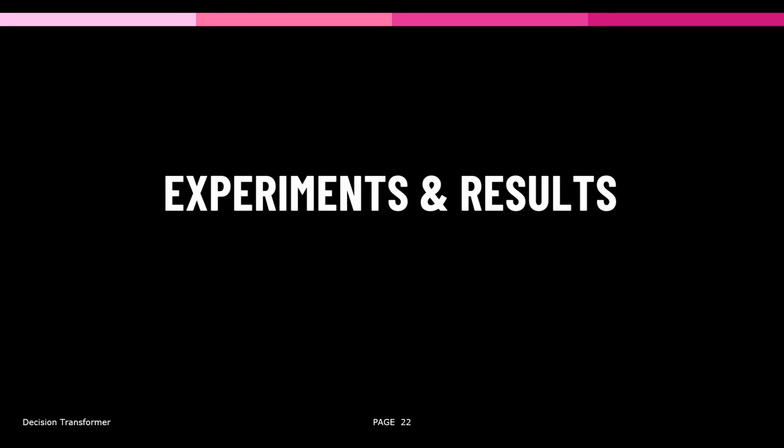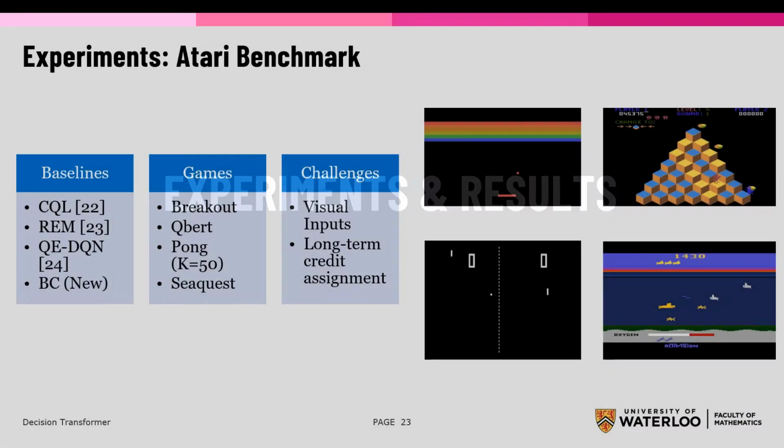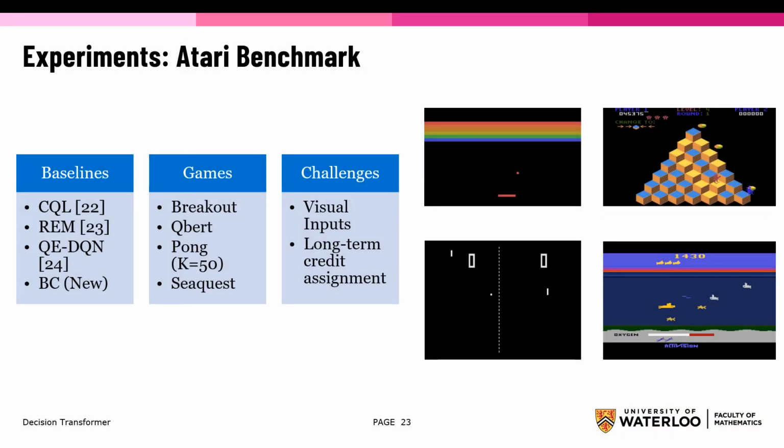Now we go through the experiments that were done to evaluate the performance of the algorithm and the results reached. The first set of experiments in this paper were on the Atari benchmark, a set of discrete control tasks in the form of games. The paper chooses a set of 4 games to evaluate on, which are Breakout, Qbert, Pong, and Seaquest. For all the games, they choose a context length of 30, however for Pong, they choose a context length of 50. This benchmark is considered challenging since the states are visual inputs, so the state representation is a bit complex, and some games also include some kind of long-term credit assignment.